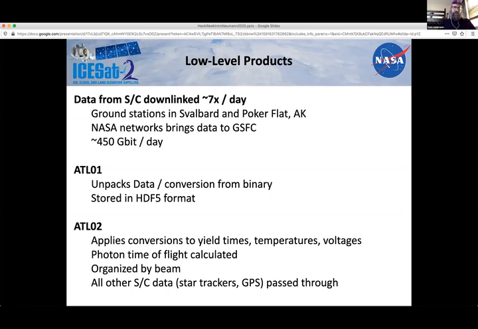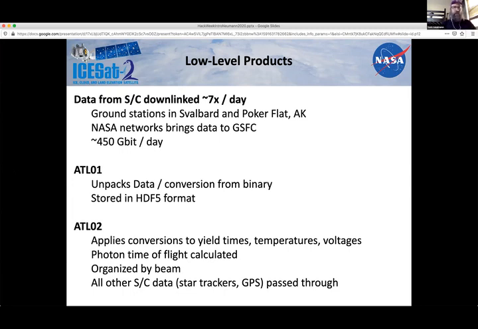Okay, so data products. We get data downlink from the spacecraft about 7 times a day at ground stations in Svalbard and Poker Flat, Alaska. And NASA networks bring the data from those locations to Goddard for processing. We're downlinking about 450 gigabits of data per day, which is under our requirement, which is great. The lowest level data product is ATL01, and that unpacks the data, converts it from binary, and stores it in HDF5 format. Unless you're really into the details of ATLAS, there's no reason to look at ATL01.